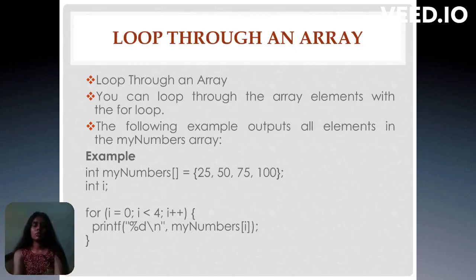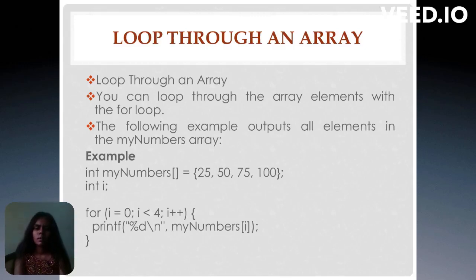The next topic is looping through an array. We can loop through array elements with the for loop. Taking the same example, int myNumbers holds the elements 25, 50, 75, and 100. So int i, and the for loop is used here. i is holding the value 0, and the condition is i less than 4.